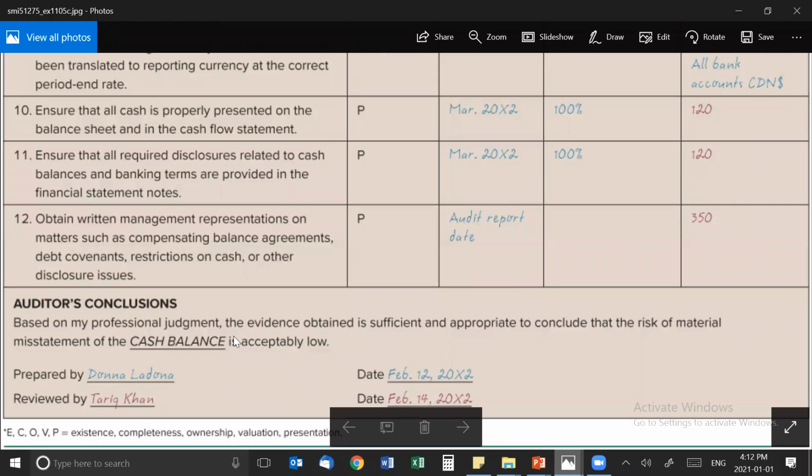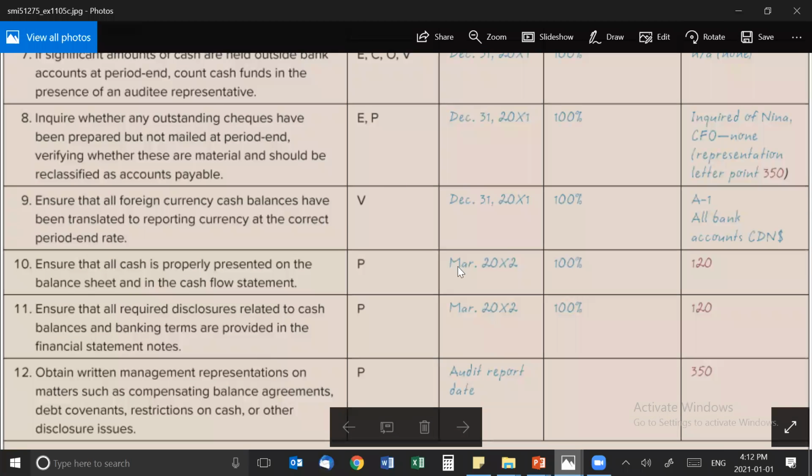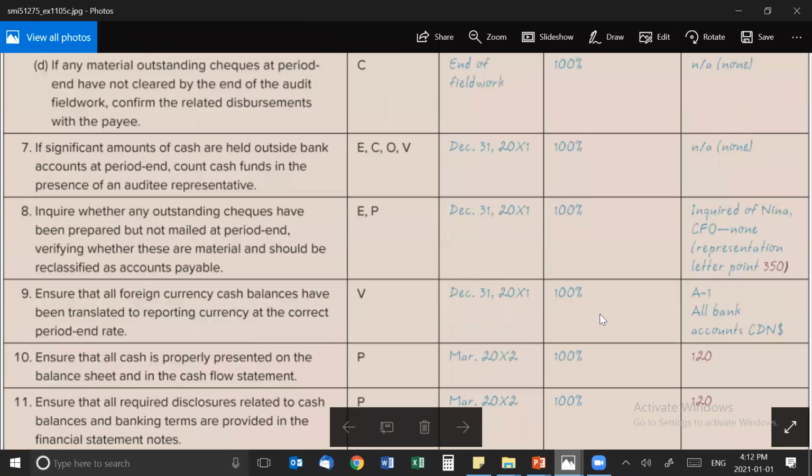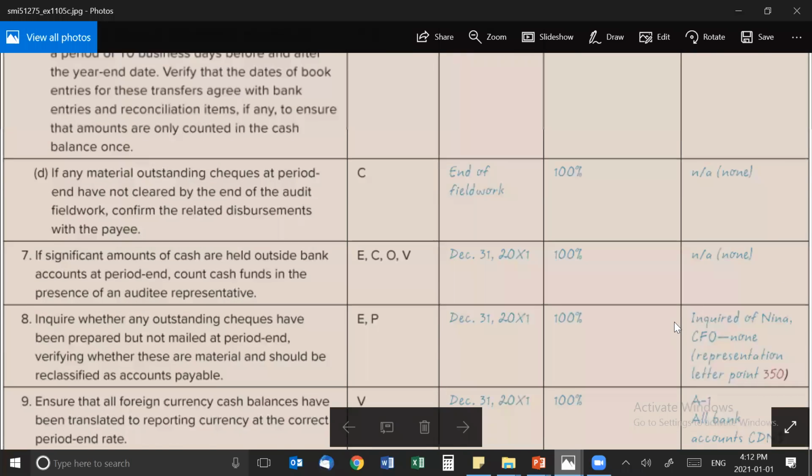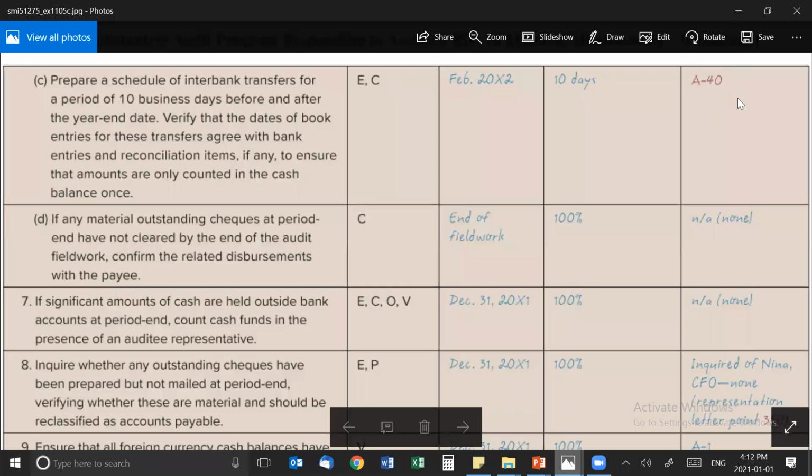After you're done, you would say, based on my professional judgment, evidence is sufficient and appropriate to conclude the risk of material misstatement is low. So if they didn't find anything, it could be low. They're going to sign it off that they prepared it and what the date is, and then somebody has to review it and the date that they've reviewed it. Okay, so this is a typical audit program that would go into your audit file, and it's kind of a summary of all the audit procedures that you did and what assertions they meet. And then you would link it to your working paper files to show where the evidence actually is.